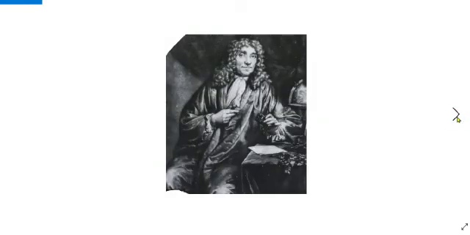Now come to the discovery of cell. This picture, who is this? He is a scientist, Antony van Leeuwenhoek. Antony van Leeuwenhoek was a Dutch tradesman as well as scientist. Discovery of cell was possible only because of the invention of the microscope. The first microscope was developed by Antony van Leeuwenhoek. It was a simple microscope which was able to magnify things to 300 times their original size.